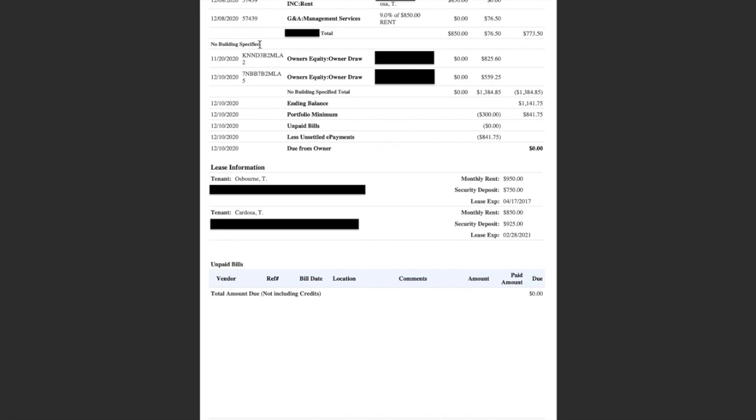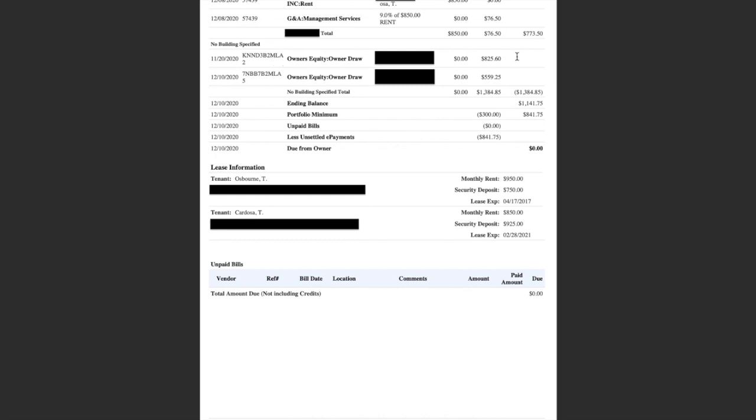Below the building activity, you're going to see owner draws. And if there's anything that went on with your statement that was not tied to a particular building, it's going to be under this section as well where it says no buildings specified. Normally it's just owner draws because we tie as much as we can back to a building or a unit or a tenant.